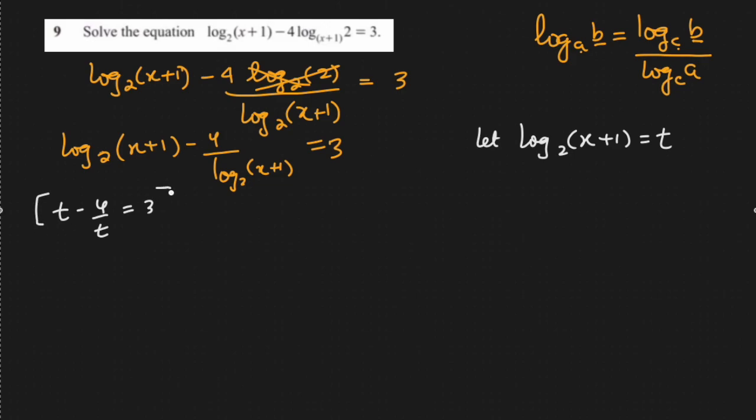I'll multiply the whole equation by t so that this denominator goes. So t times t is t squared. When minus 4 over t is multiplied with t, the t's cancel, and we are left with just minus 4, equal to 3t. And it becomes a quadratic equation.